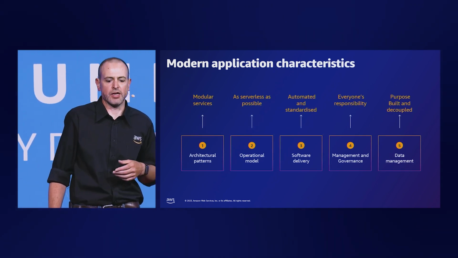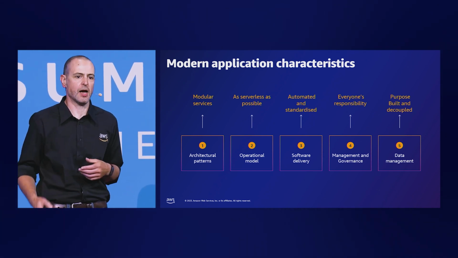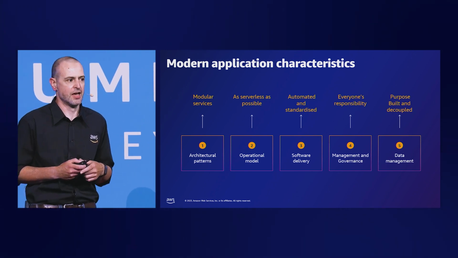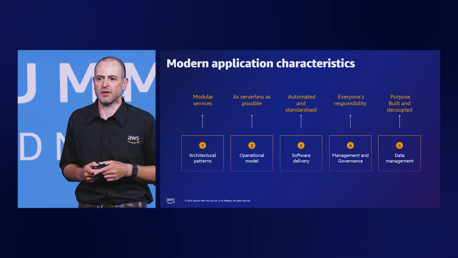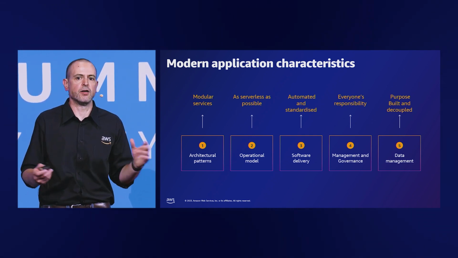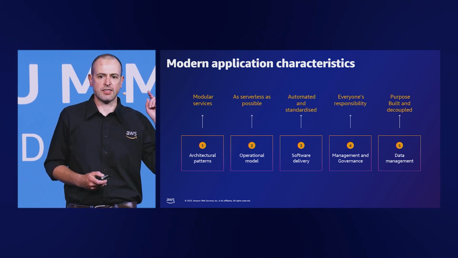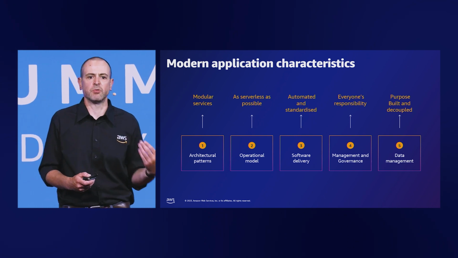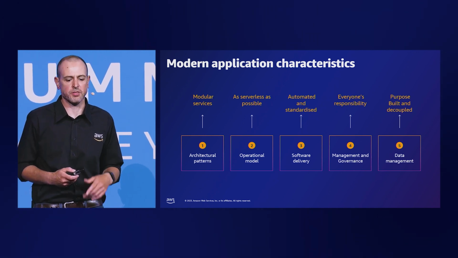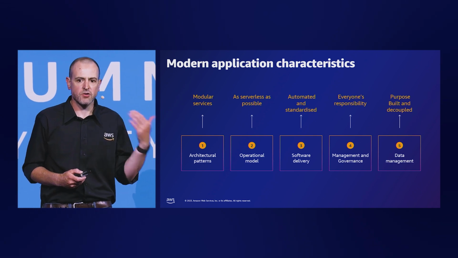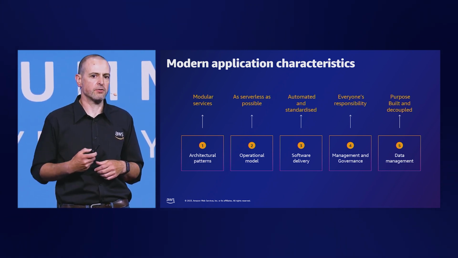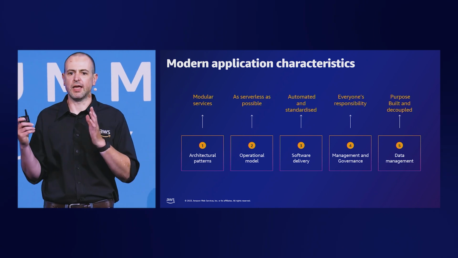When we talk about what actually constitutes a modern application, it's useful to talk in terms of the key components that are common across modern applications. From our experience working with customers of just about every kind, we've identified 5 common characteristics that tend to define what a modern application is. Those common characteristics are, first, that the application architecture tends to implement modular microservices. The operational model has a bias toward being as serverless as possible. Software delivery implements abstraction, automation, and standardization. Management and governance leverages programmatic guardrails. And data management is both purpose-built and decoupled.